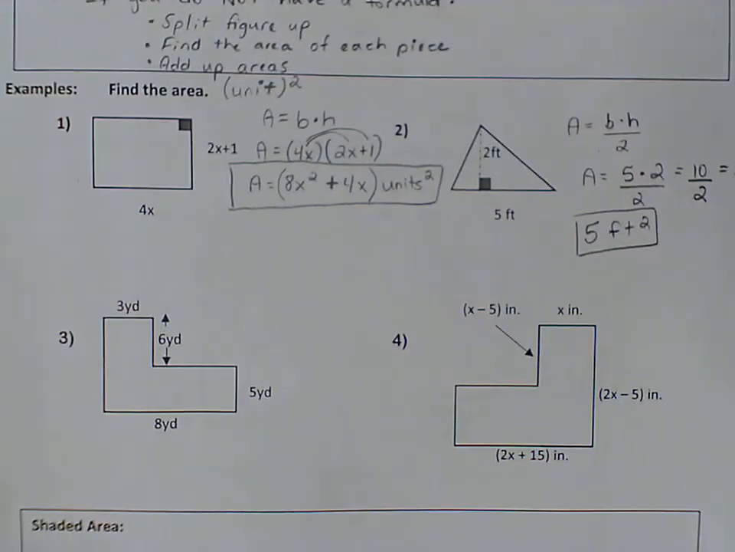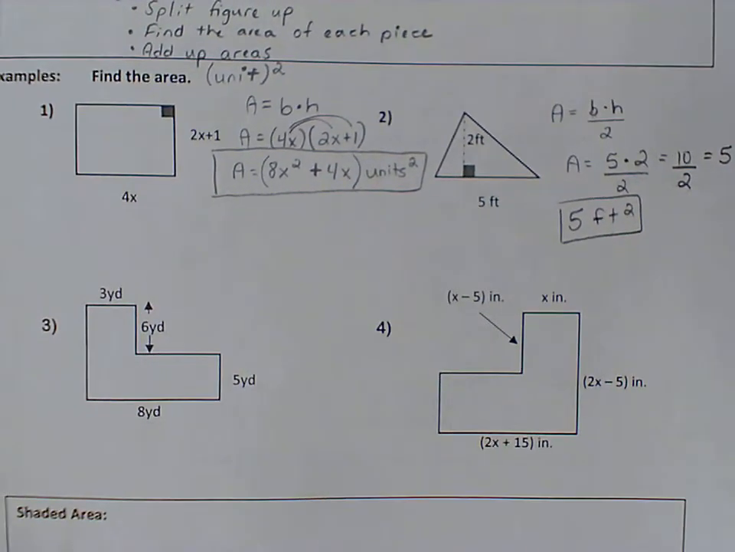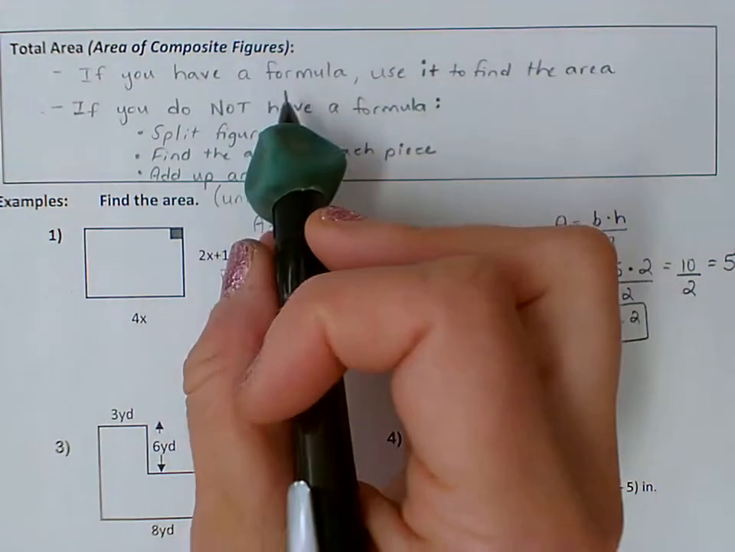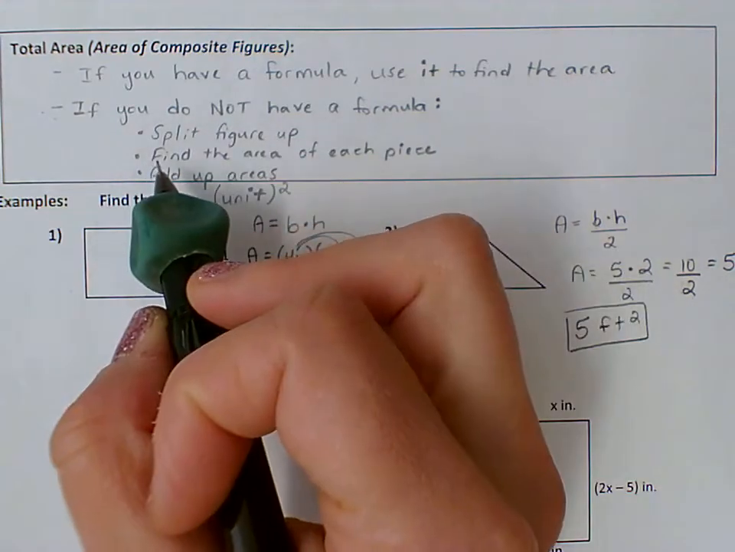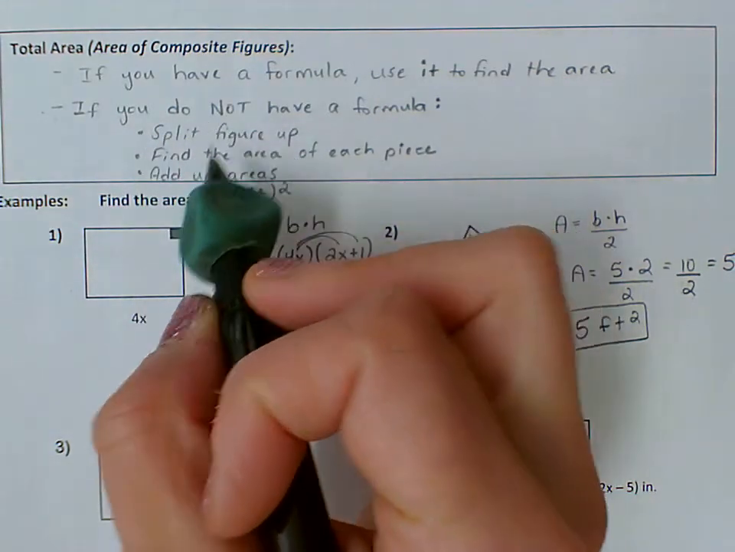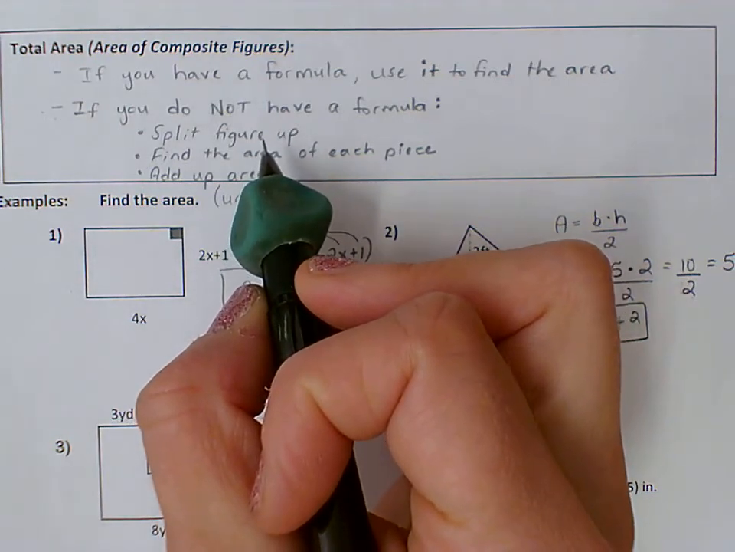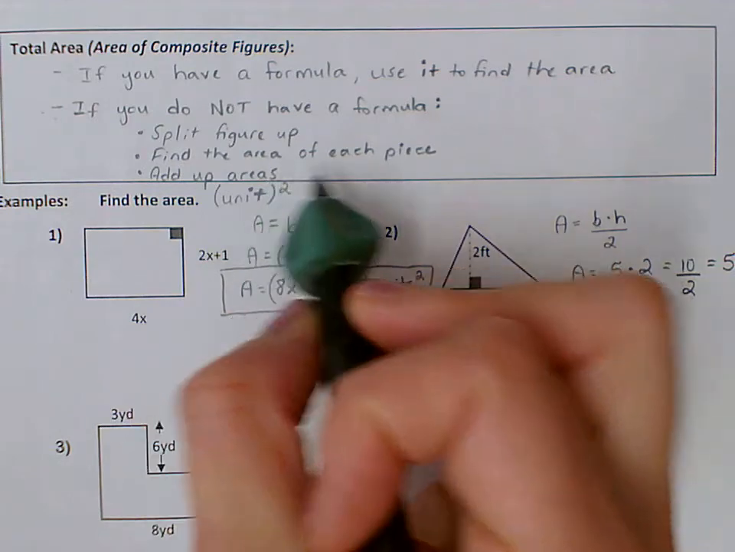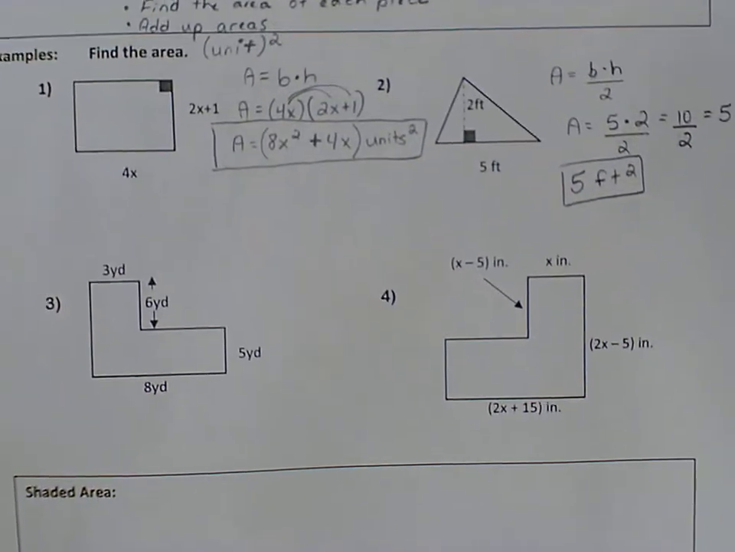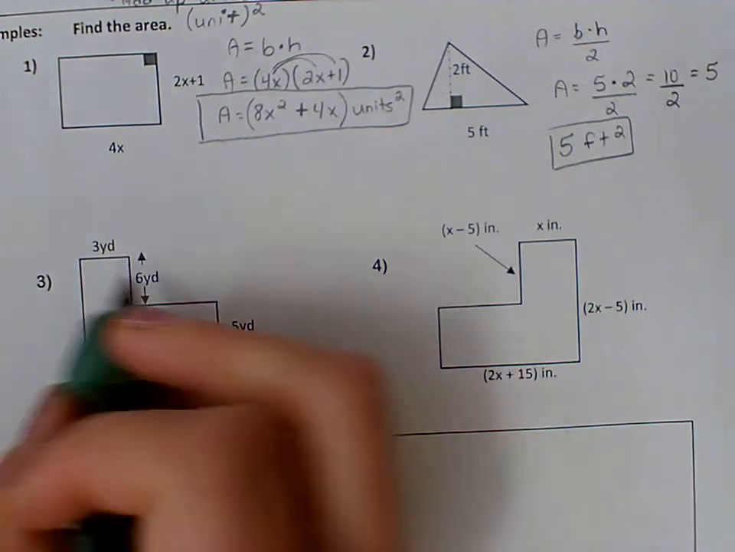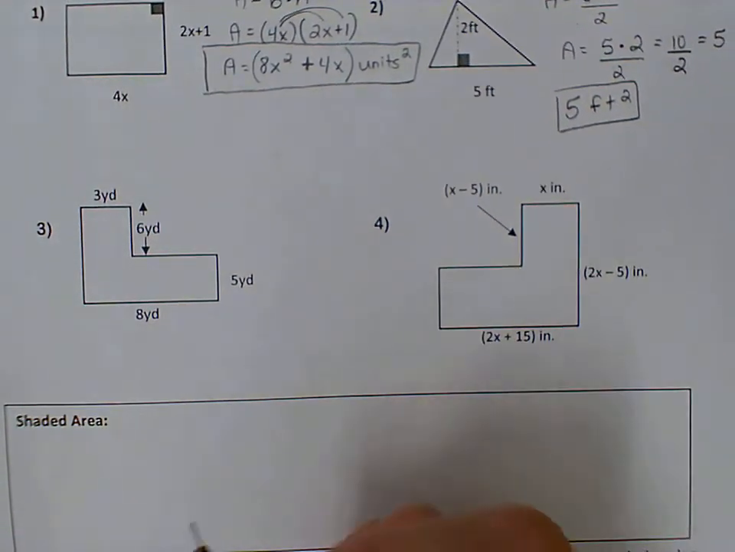So now look at the next ones. So this one is a kind of a funky shape, and so that means that we're not really going to have a formula for it directly. We're going to have to do this second part. So if you do not have a formula, then you split it up into a figure that you do have, or into figures that you do have formulas for. You find the area of each piece, and then you just add up the areas to find the total area, okay? So notice this one, it kind of looks like it's a couple rectangles stuck together, and so that's what we're going to split it up into.